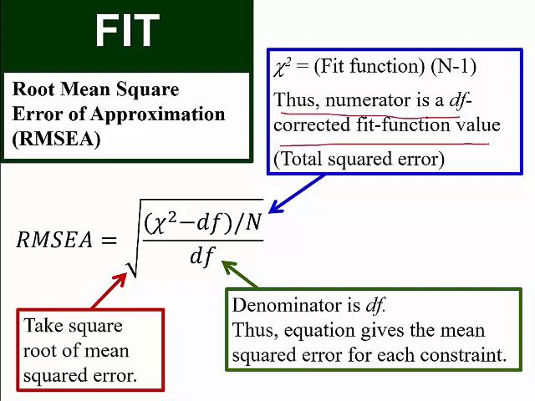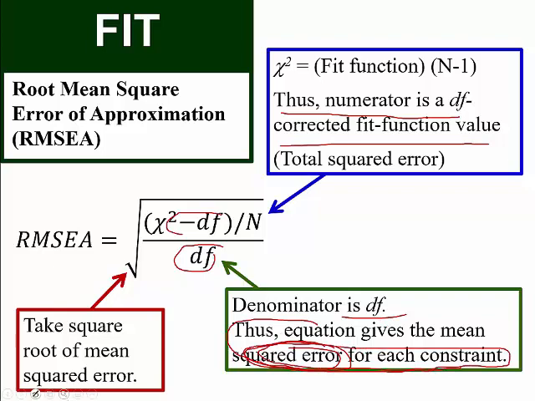So we've got this degrees of freedom corrected fit function value in our numerator, and then we divide it by our degrees of freedom, and at this point our equation is simply giving us the average or the mean squared error for each constraint. So on average, if you have 5 constraints, what is the squared error for that constraint? How much problem is that constraint causing? So we're getting a squared error for each constraint and taking the average.